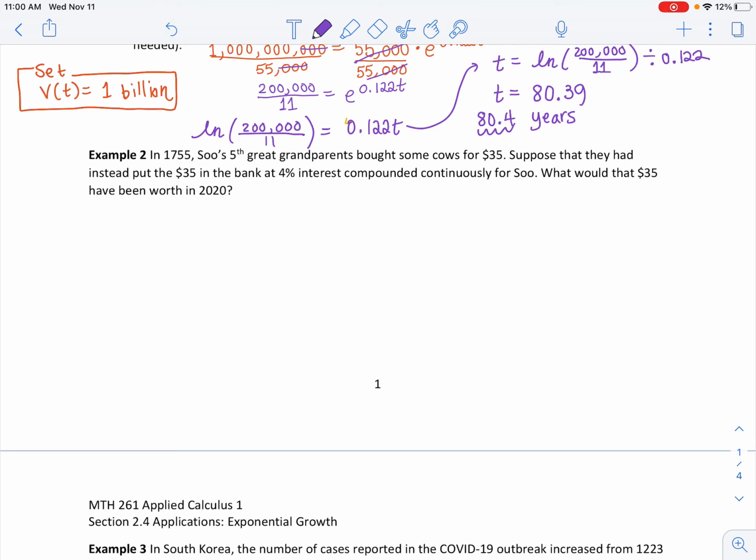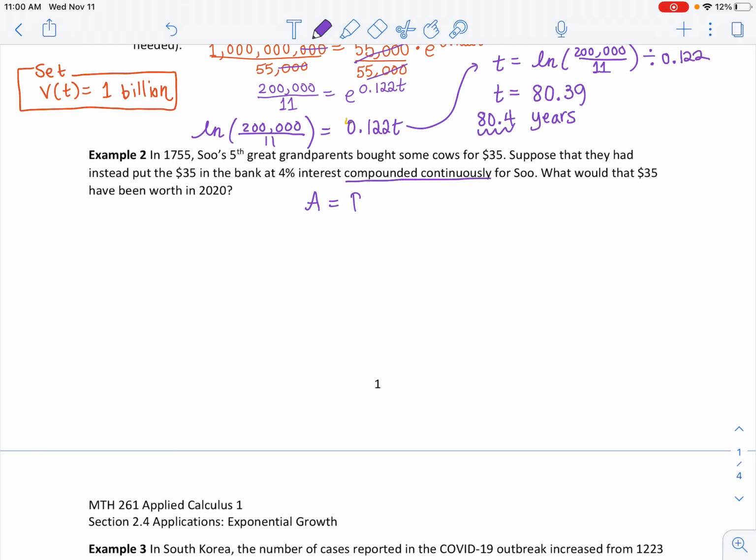In 1755, Sue's fifth great-grandfather's parents bought some cows for $35. Suppose that they had instead put that $35 in the bank at 4% interest compounded continuously. How much money would I have today then? Their $35 invested at 4%, compounded continuously. How much money is that going to be in 2020?